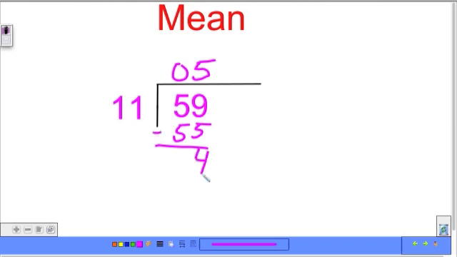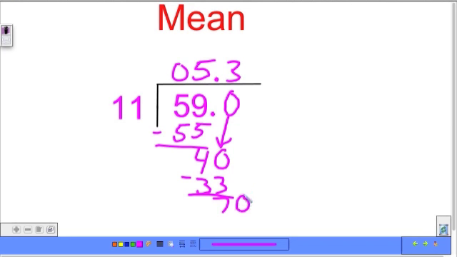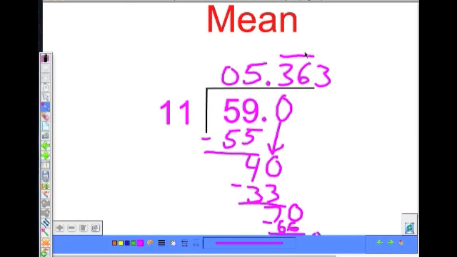Take away and bring down, but there's nothing to bring down, so I have to add this decimal behind the 9 straight up and then bring down a 0. 11 goes into 40 3 times. Bring down a 0. 11 goes into 70 6 times. Bring down a 0. 11 goes into 40 3 times. And then we start having a repeat of 3, 6, 3, 6. So I'm just going to have a repeating bar over the 3 and the 6. And so my mean is going to be 5.36 repeating.